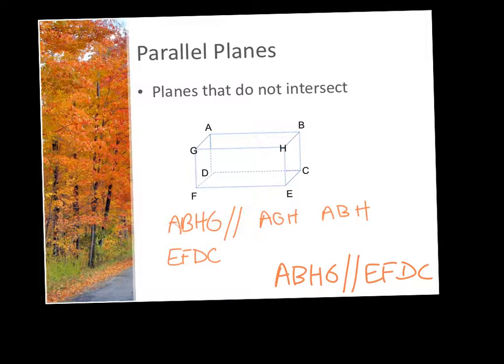And again, when you use letters, you're implying planes when I'm using 3 or more letters. If I wanted to say lines, I could say that AG is parallel to BH. Now I'm talking about the segments, right?